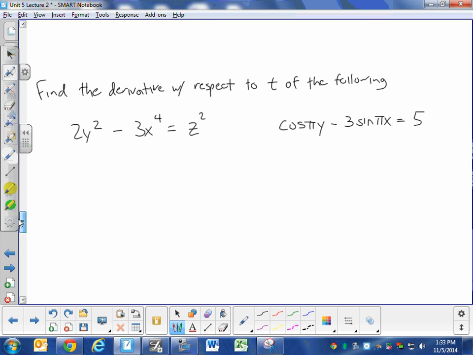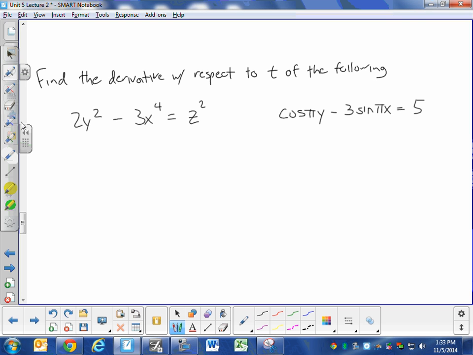Okay, well, find the derivative of this with respect to t: 2y squared minus 3x to the fourth equals z squared. If we can do this, we are on our way to being successful at related rates problems. This is just the beginning. Just wait. It gets so much better.